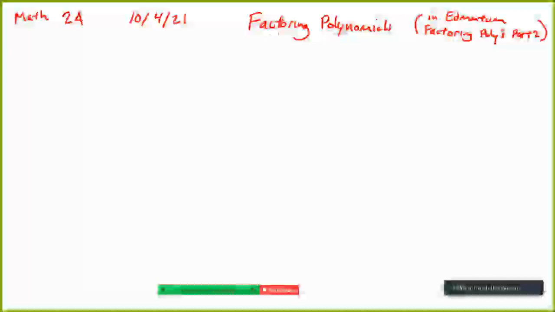I'm going to name this lesson factoring polynomials when a is not equal to 1, the difference of squares, and perfect square. This is what we'll be doing in today's lesson. So we're still factoring polynomials, but we have to look at these 3 different cases that we haven't done yet. So we're going to start when a is not 1.